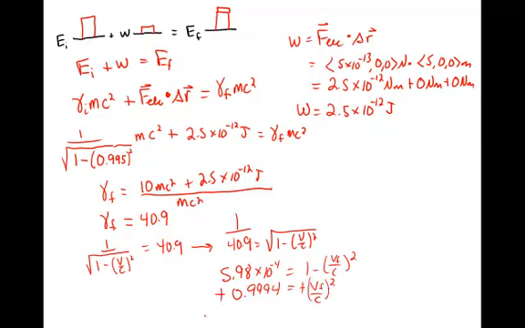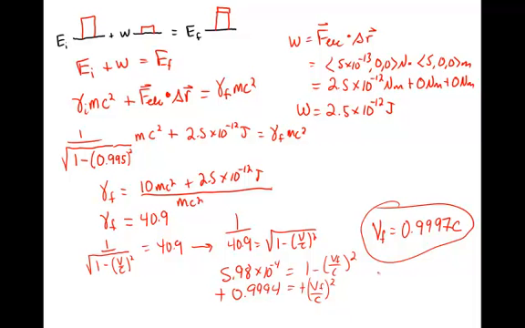I can multiply both sides by that, and then just take the square root of both sides. I'm right there. V final is equal to 0.9997 times c. There's my final velocity.